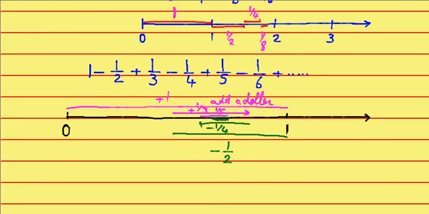So the picture looks like this. Let me try to draw it. I am spending $1, depositing $1, coming back by half, adding a third to my account, subtracting a fourth from my account, adding a fifth, subtracting a sixth, and so on.